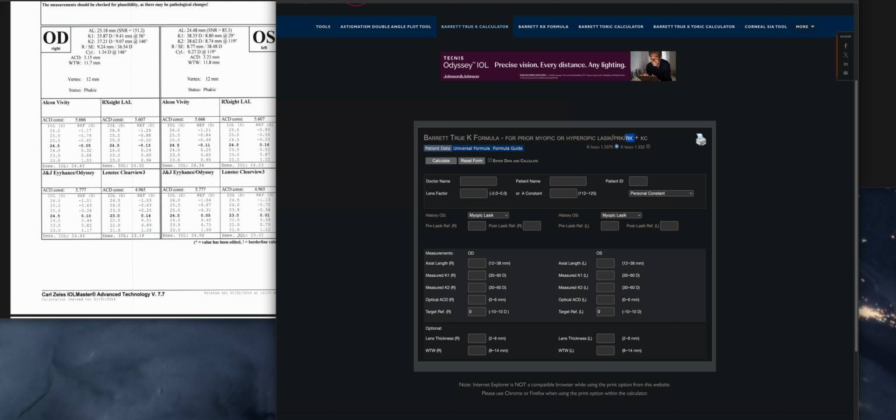When you do this on the IOL Master 700, there is an RK calculator already built in. So you just drop that down to RK, and it should spit out the Barrett II K formula calculations for me. But we're going to go through calculating online, so you're going to see me use the K's. All right, so let's go ahead and do that.